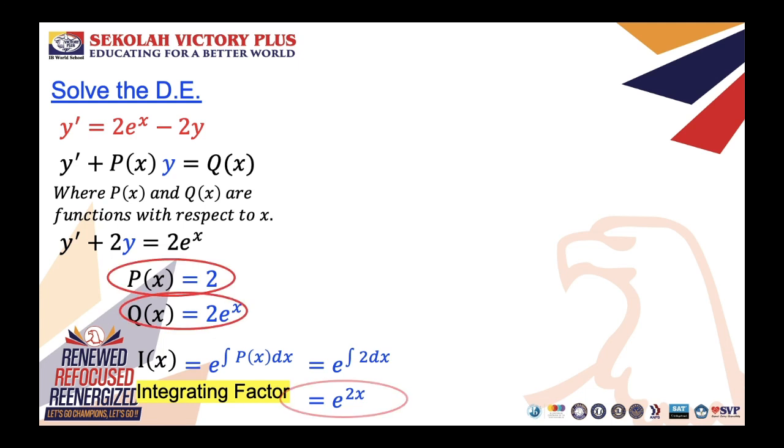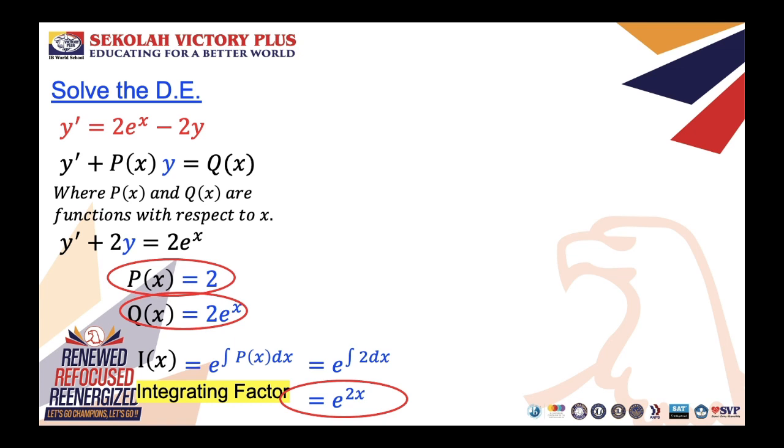So this is now your integrating factor, e raised to the power of 2x. Once you got all three, you're now ready to solve this differential equation. And this is another form that you need to remember. You need to be very particular with it.